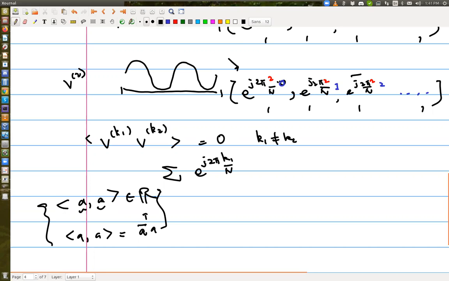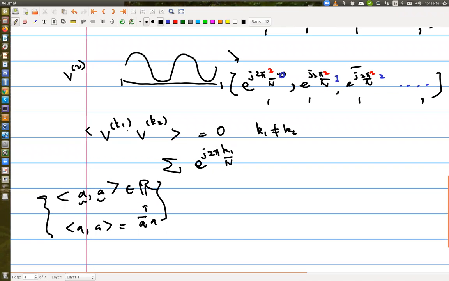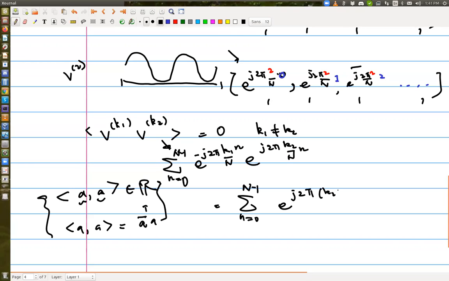So then the inner product of this guy here, because of that, I should have one of this guy, k1, with a complex conjugate of this guy. So we'll have a minus sign here, e^(-j2π k1 n/N), sum over n equal to 0 to N minus 1, and e^(j2π k2 n/N), this does not have a minus sign. So then this will be equal to the sum over n equal to 0 to N minus 1 of e^(j2π (k2 minus k1) n/N).